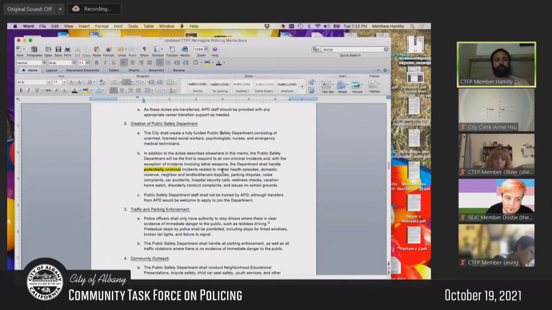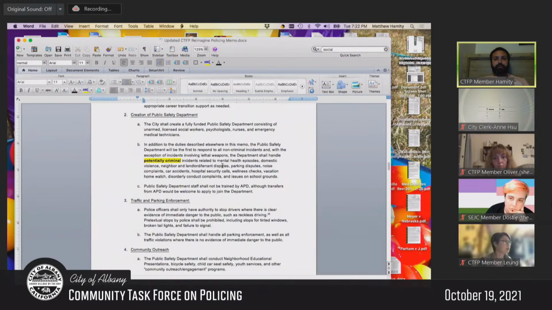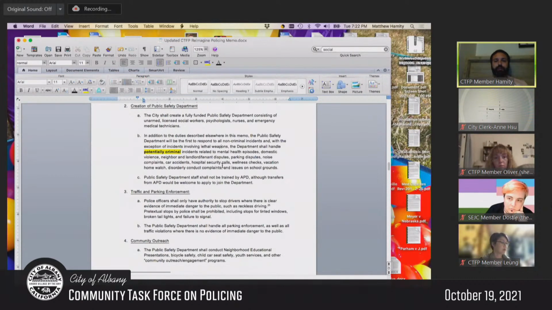And then, as Amelia mentioned, we call for the creation of a public safety department. This would consist of unarmed licensed social workers, psychologists, nurses, and emergency medical technicians. That doesn't need to be an exhaustive list. And I think part of the reason we'll have that implementation committee is there's room to add, change, and tweak as we go forward. So the public safety department would be the first responders for all non-criminal incidents.